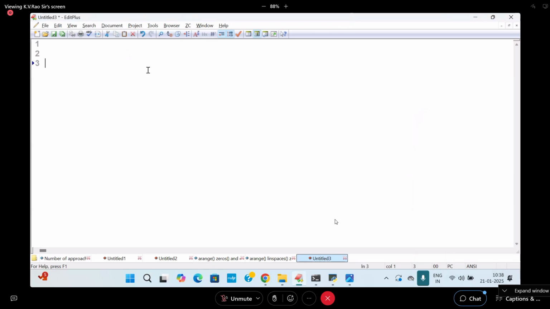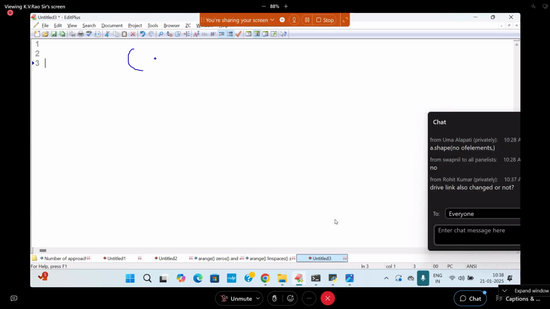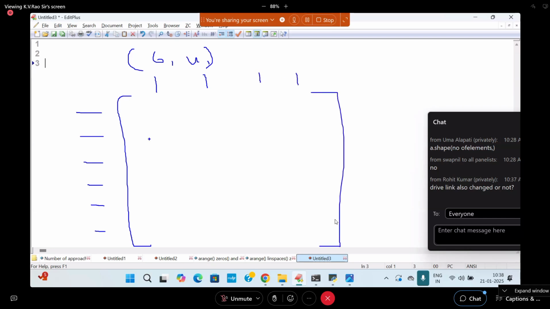N comma, I am writing here, 6 comma 4. What is the meaning of 6 comma 4? 6 rows and 4 columns, like this. This is the one I'll try to take up. Next, 4 columns. Unit matrix: how will the unit matrix be prepared? 1, 0, 0, 0.